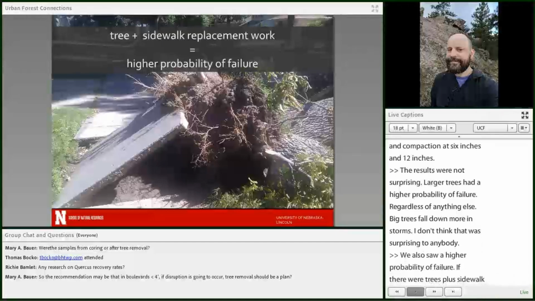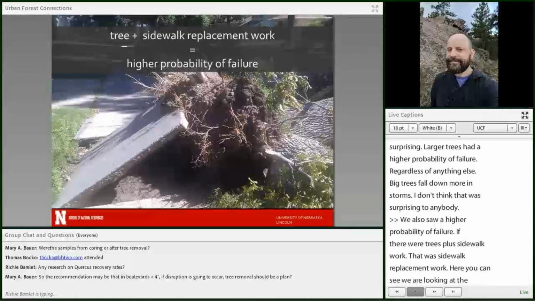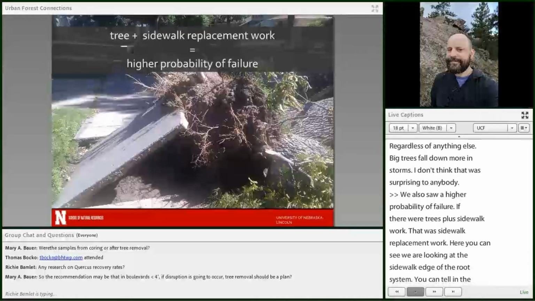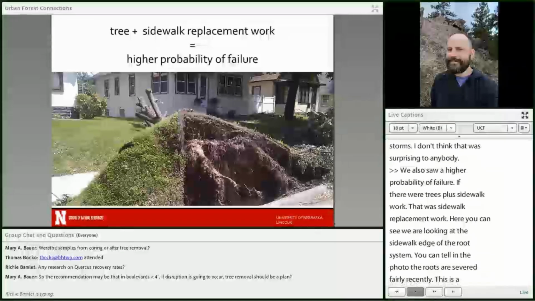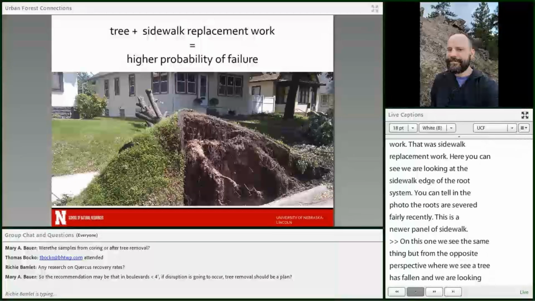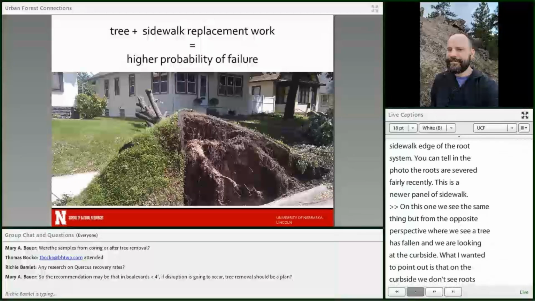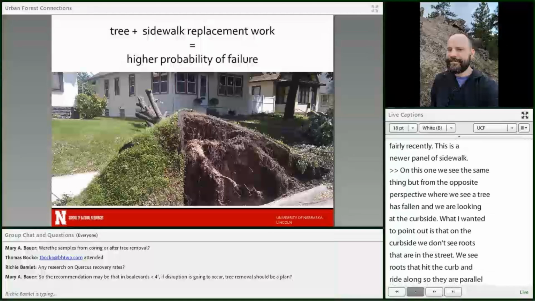Here you can see we're looking at the sidewalk edge of the root system, and you can tell in the photo that those roots were severed fairly recently, and this is a newer panel of sidewalk. On this one, we see the same thing from the opposite perspective, where a tree has fallen and we're looking at the curb side. What I wanted to point out is that on the curb side, we don't see roots jutting out into the street, given how modern curbs are constructed. Roots hit that curb and then ride along, more or less parallel with the street.